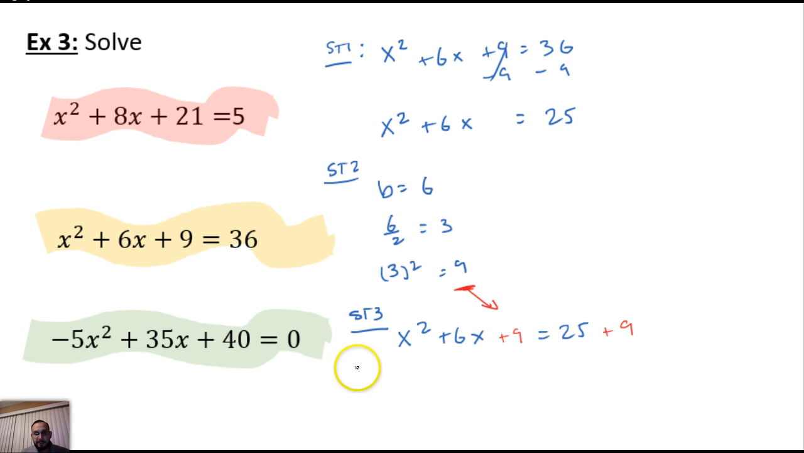I'm going to factor this out into step 4. This is a perfect square trinomial, so that's going to be x plus 3 squared is equal to 36.